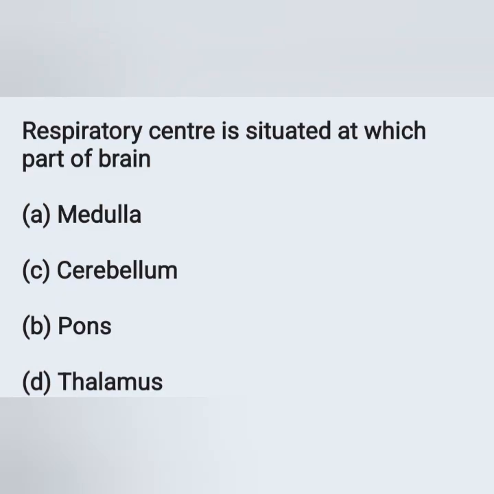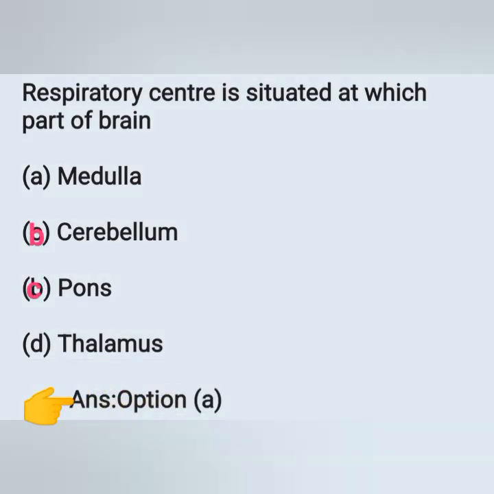And the next question is, a respiratory center is situated at which part of the brain? Options: option A medulla, option B cerebellum, option C pons, option D thalamus. The respiratory center is located at the medulla oblongata or medulla. Option A is the correct answer.